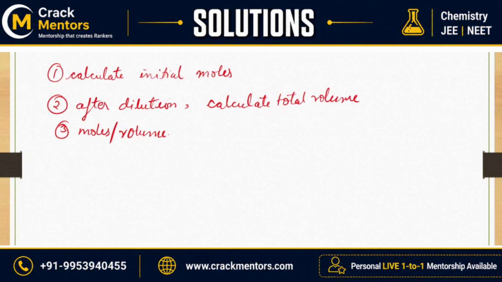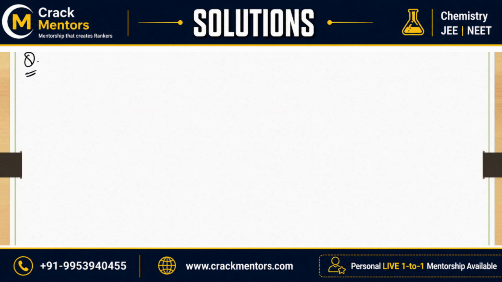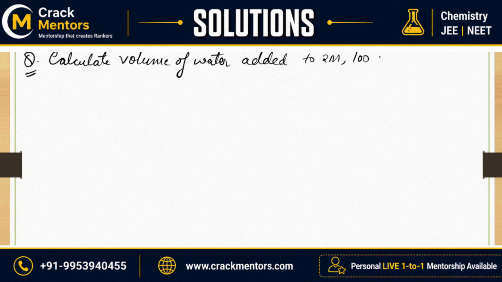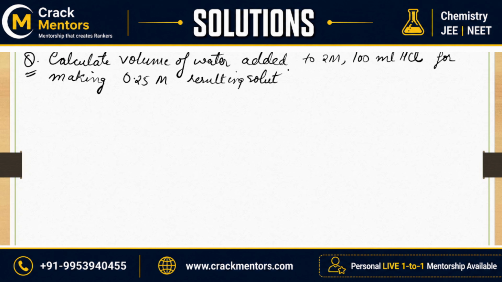Now let's discuss the next question. Question is, calculate volume of water added to 2m 100 ml HCl for making 0.25 m resulting solution of HCl. First of all, I would like you people to try this question.